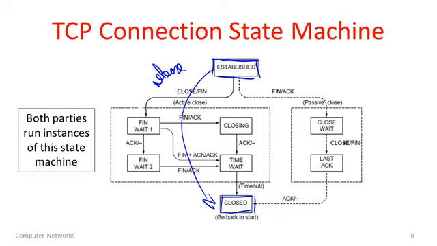Let me also remind you that in the state machine, rectangles, such as the ones I've outlined like established, are the states in which the connection finds itself, and the arrows between them are the transitions. The first portion on an arrow is the trigger action, such as receiving a FIN segment. And the second portion on those transition arrows after the slash is the response or the action that the party takes, such as sending an ACK.